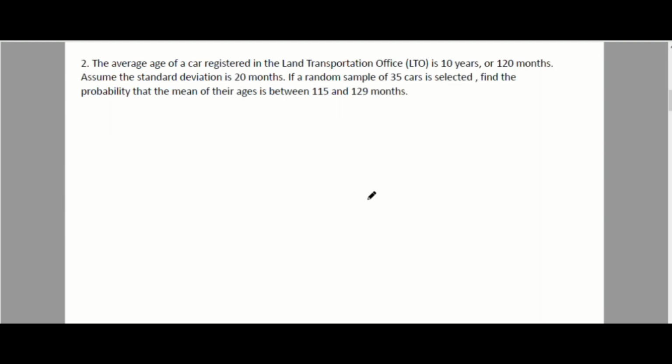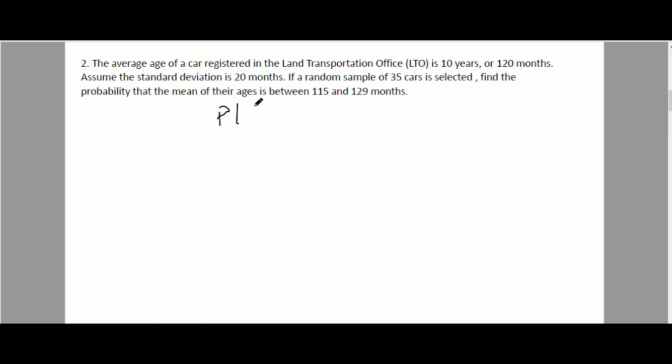Another example, number 2. The average age of a car registered in the LTO is 10 years or 120 months. Assume the standard deviation is 20 months. If a random sample of 35 is selected, find the probability that the mean of their ages is between 115 and 129 months. So here we're talking about a random sample and the mean of this random sample. So we're talking about the sample mean.